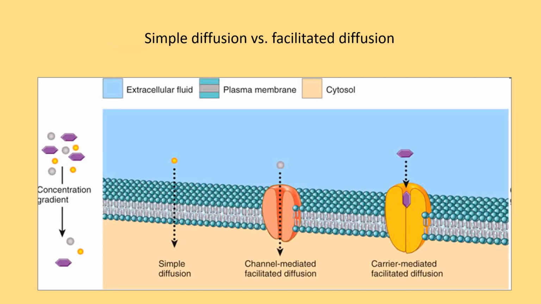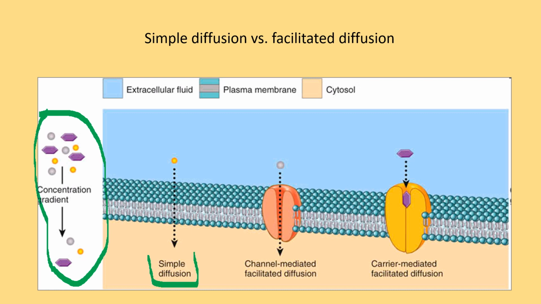So we're talking about diffusion. That's the movement of a substance downhill or along its concentration gradient from an area of high concentration to an area of low concentration. So everything shown here represents a type of diffusion. Simple diffusion occurs when a substance goes directly across the phospholipid bilayer. And then these are two other types of diffusion. So they're also diffusion, but they require a membrane protein in order to allow the substance through the plasma membrane.